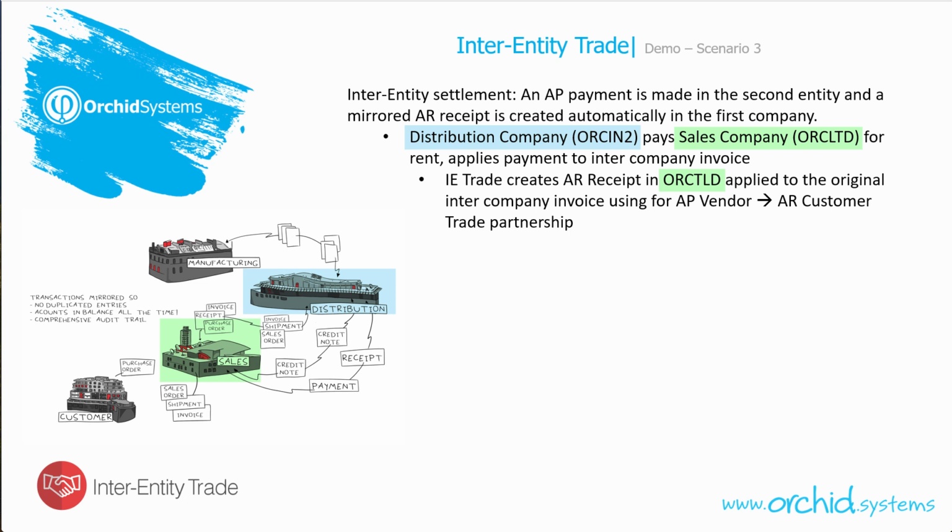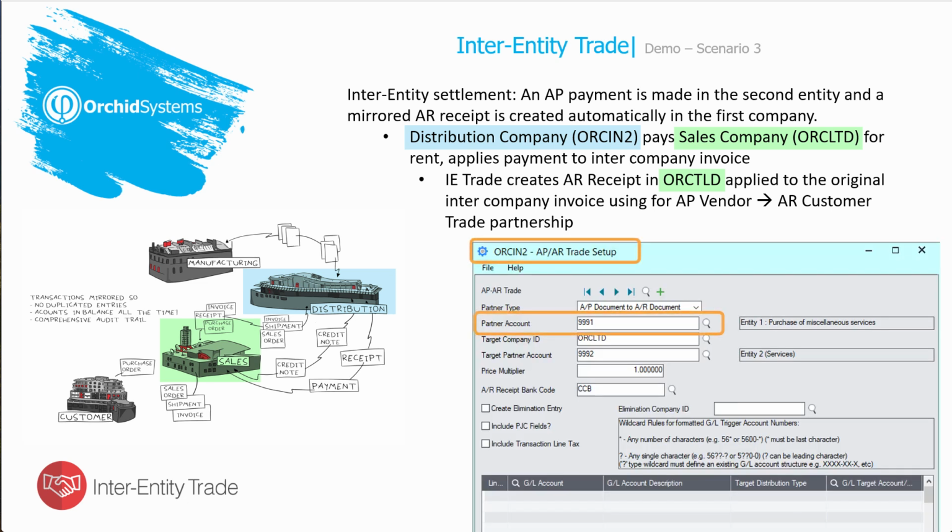But in our case, we're going to configure an APAR trade relationship in Orc Inc. 2, saying that any payments made to the AP vendor 9991 in Orc Inc. 2 must be mirrored as receipts into Orc Limited for customer 9992 using the bank account CCB. And they must be applied to the same intercompany invoices that were sent from Orc Limited or from Orc Inc. 2, depending on how you're processing.